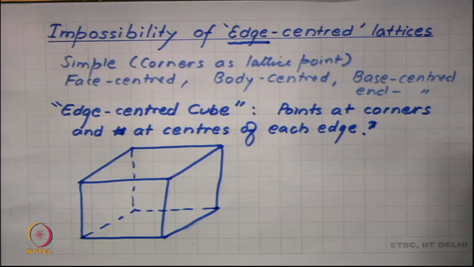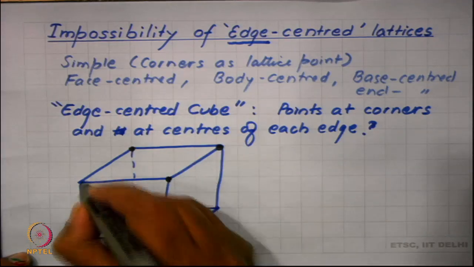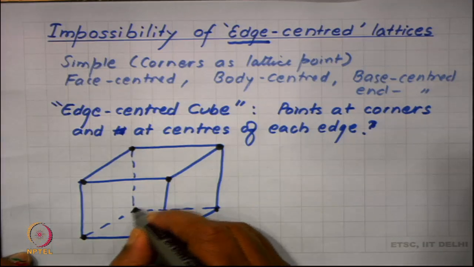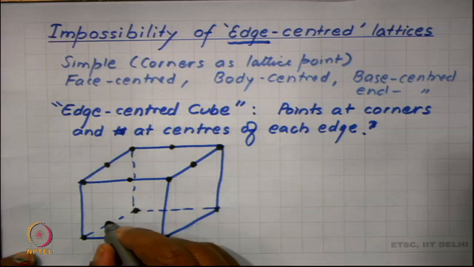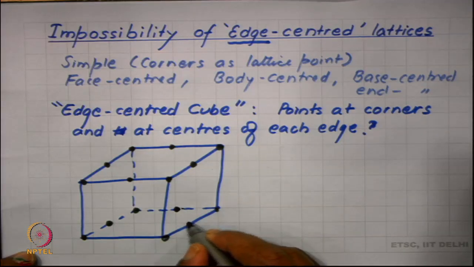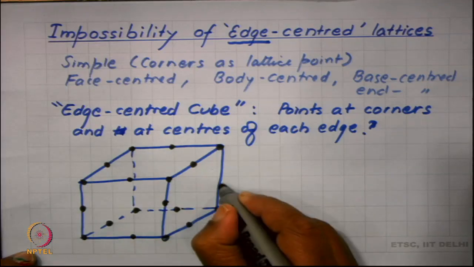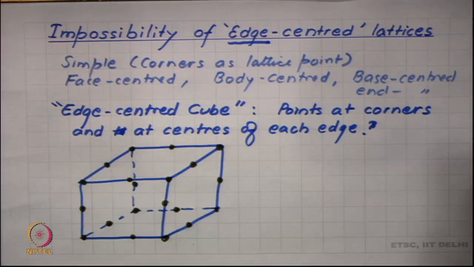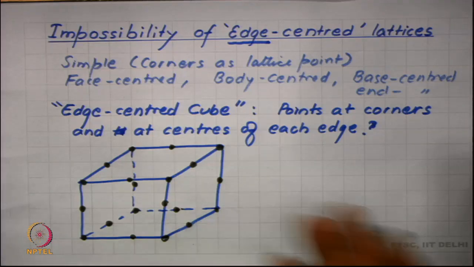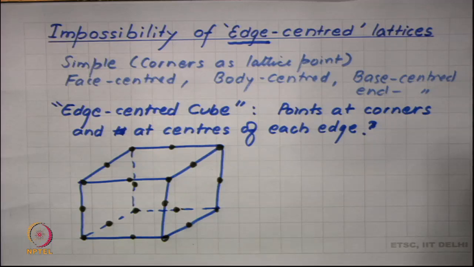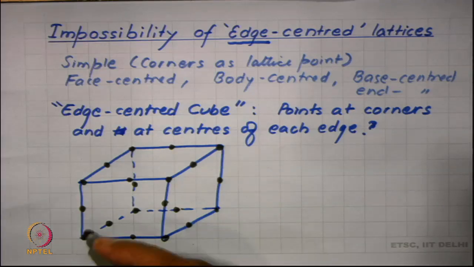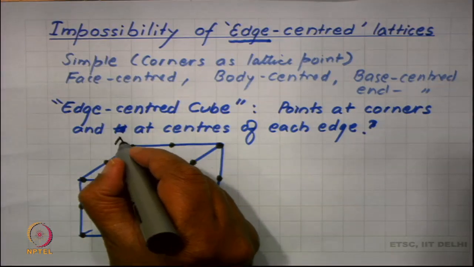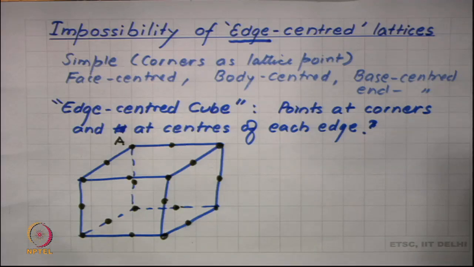So, again I have my cube, I put points at the corners and I also put additional points at the centers of each edge. Why is there no lattice listed like this, an edge centered cubic lattice or an edge centered orthorhombic lattice? The answer to that can be seen by examining the surroundings of the point. So, let us look at point A. Let me call this point A and let me call this point B.